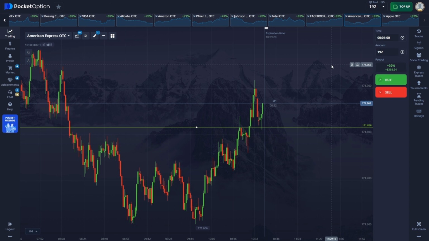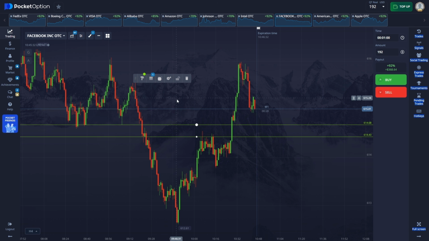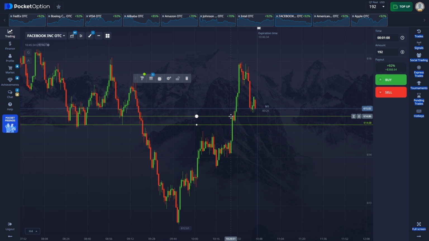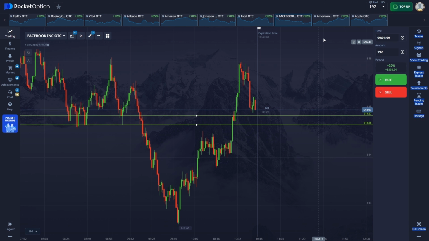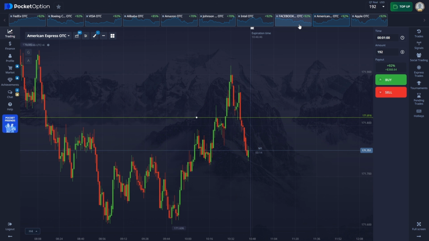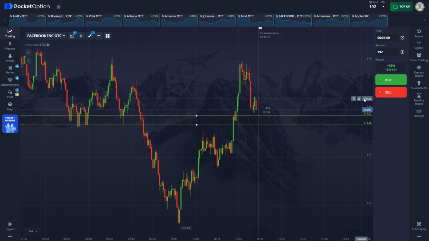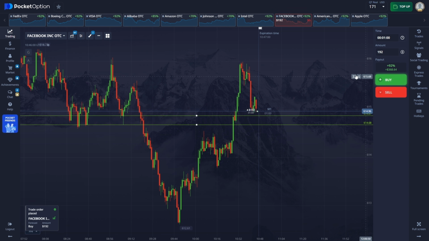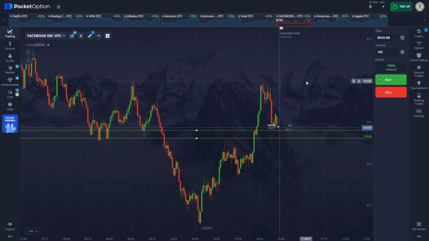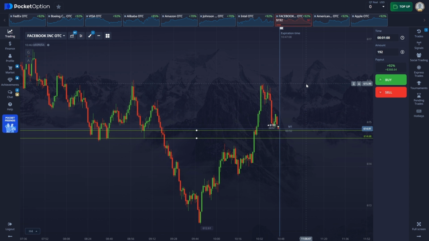Let's find a trade for $192. We have a trade here on Facebook OTC. There's a support level that I drew earlier, and the candle is now facing resistance from that level. If the candle is too far from the support, we'll either wait for the candle to come back to the support level or find a trade on another asset. The candle closed as a red candle, so I placed a trade for an upside move on Facebook OTC worth $192.